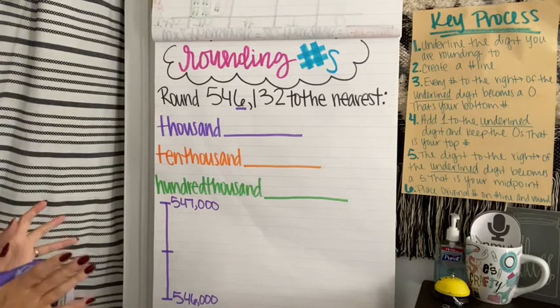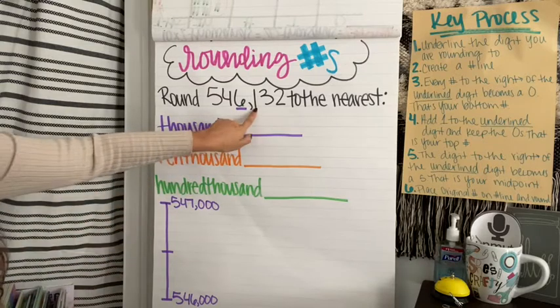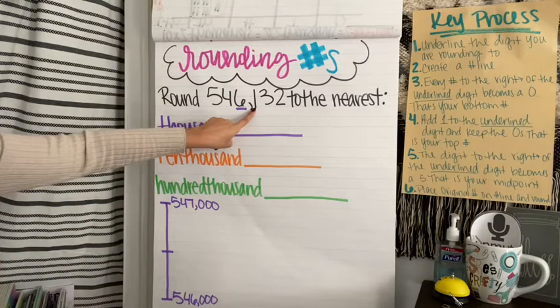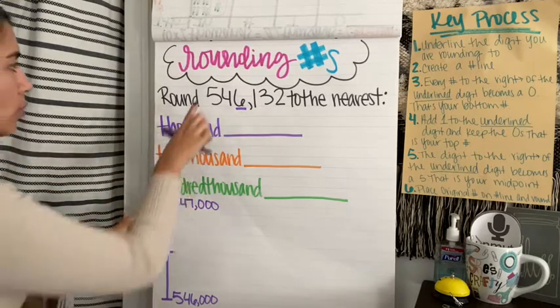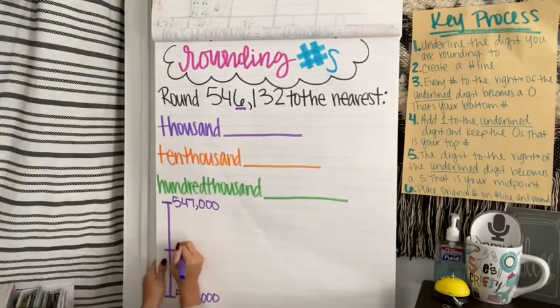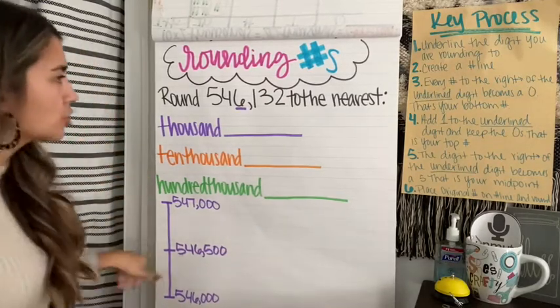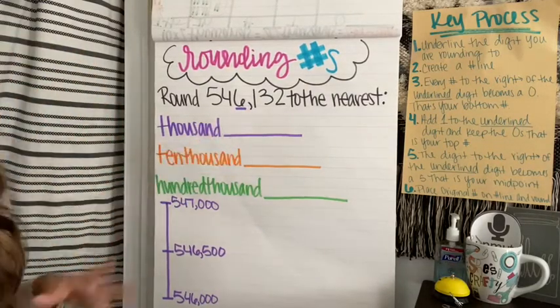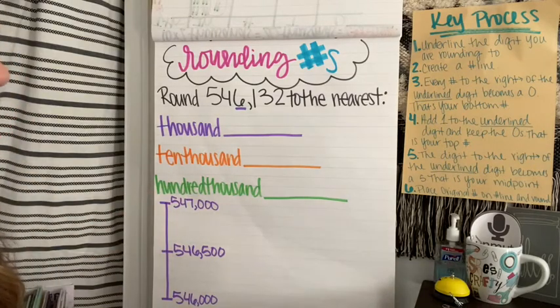Next, we have step 5. The digit to the right of the underline becomes a 5. That's my midpoint. So my midpoint will be 546,500. So the digit to the right becomes a 5. That's my midpoint. Okay? Now it says step 6.